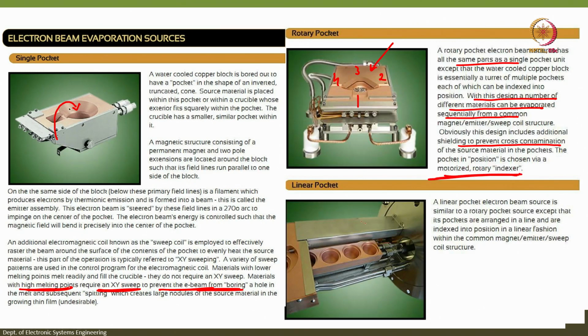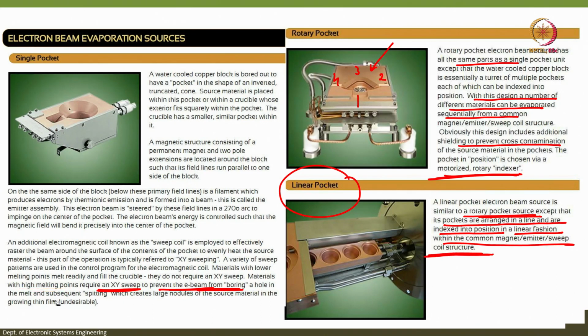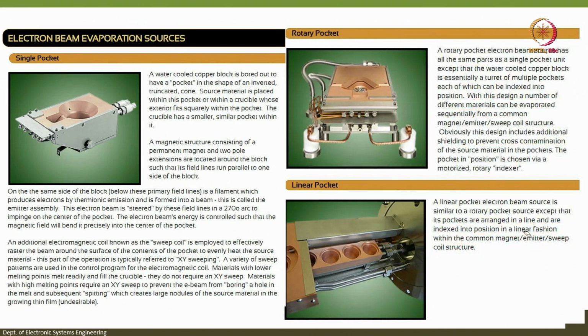The final one, which is a linear pocket electron beam source, is similar to the rotary pocket source, except that its pockets are arranged in a line and are indexed into position in a linear fashion with a common magnet emitter sweep coil structure. All right. So, these are 3 different types of electron beam evaporation sources that we need to understand, that there are 3 different evaporation sources for electron beam evaporation.